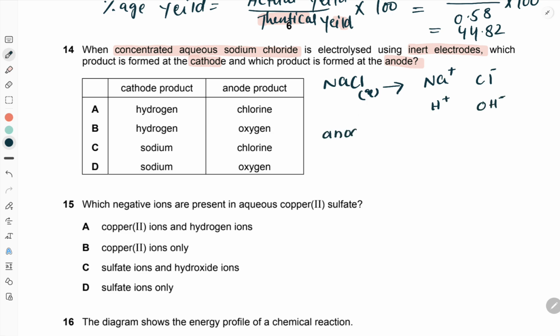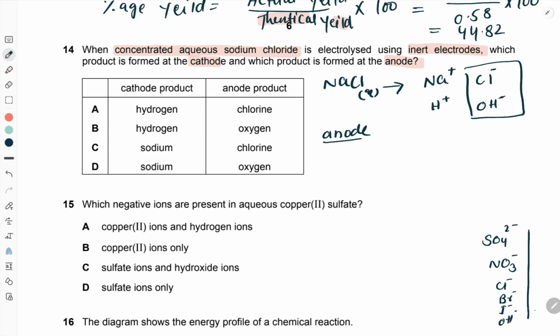At the anode, anions will be attracted. Now you have two of them. Which anion will be attracted? I've already told you the series. The series is sulfate, nitrate, chloride, bromide, iodide and hydroxide. The anion which is present lower in the series will discharge when the solution is dilute. But since this solution is concentrated, the rule will get inverted.